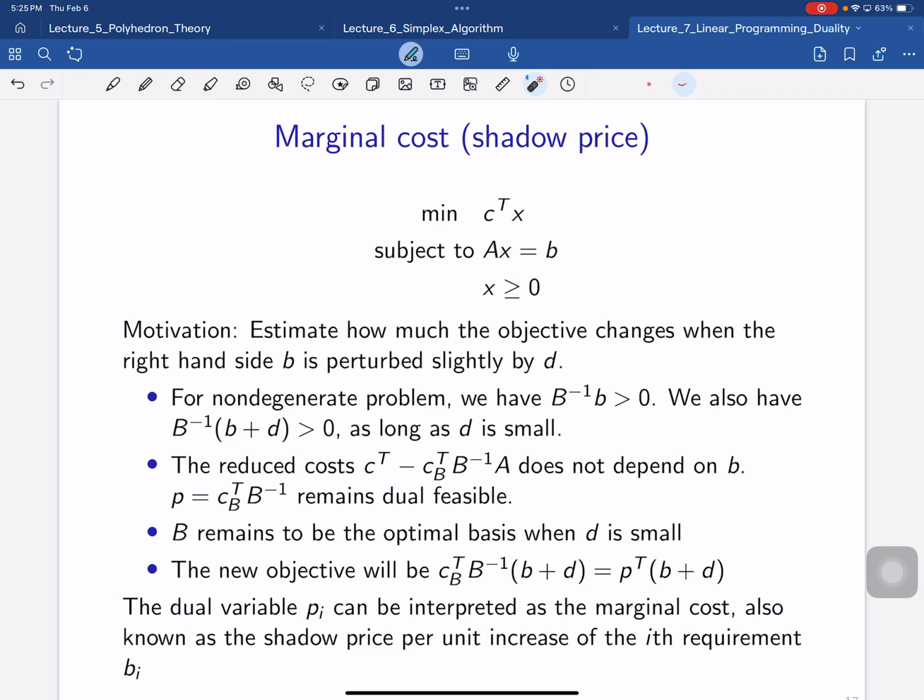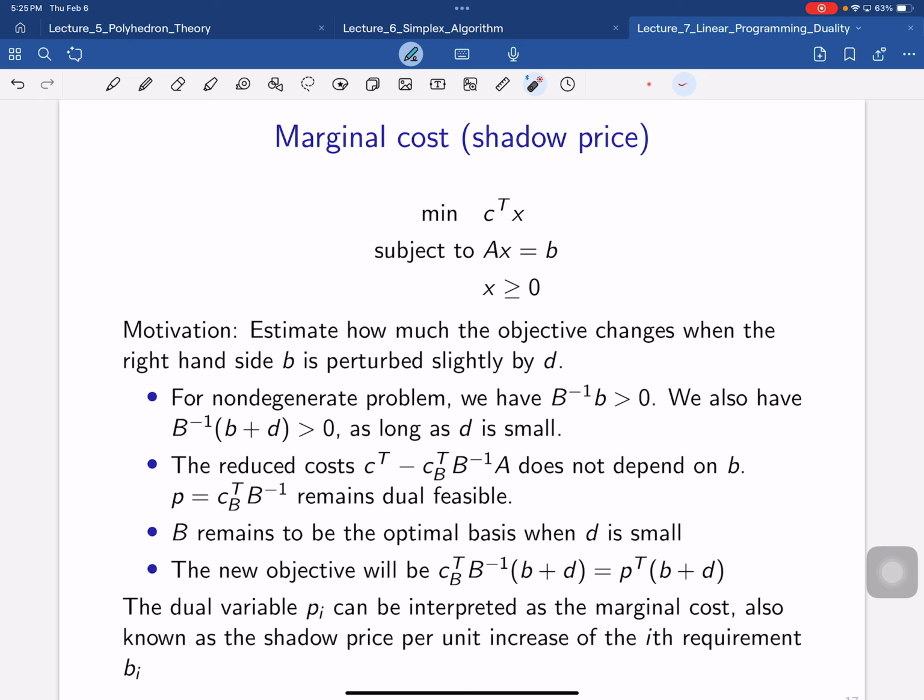Then if you perturb b slightly, if d is very small, then B inverse times the right-hand side b plus d remains greater than or equal to 0. That remains feasible. Now we know that the same basis remains feasible if d is small. But what about the optimality condition? You need to keep the reduced cost greater than or equal to 0 in order for the same basis to be optimal.